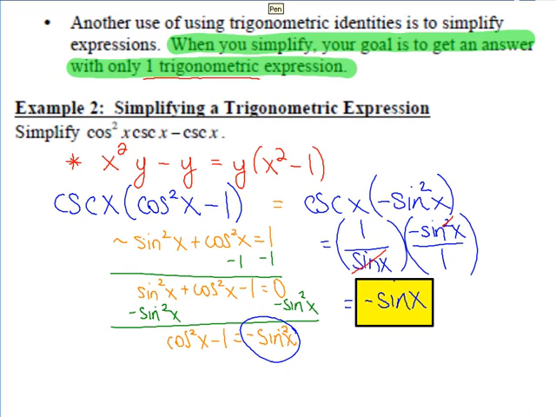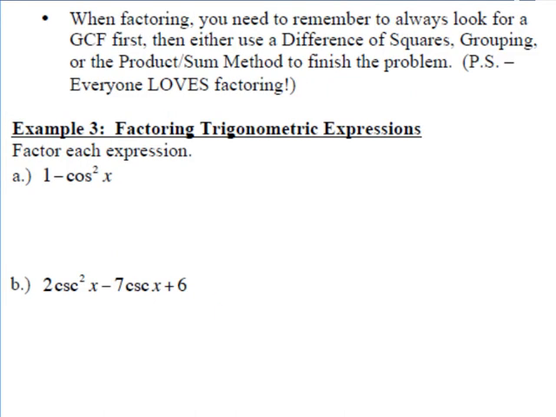One of the big things that you will be doing in these next couple sections is factoring. In example 2, we didn't have to factor our cosine squared x minus 1 as a difference of squares. But whenever you factor, the very first step before you do anything is to look for a GCF.